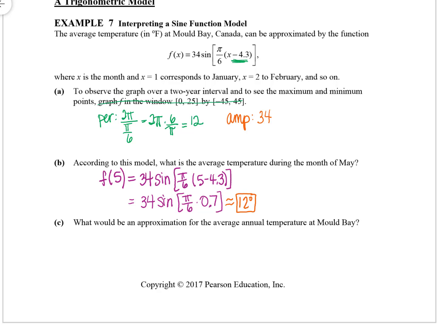And part C, what would be the approximation for the average annual temperature at Mould Bay? If we think of the graph, how the middle is the x-axis, and that represents 0 degrees, so the average annual temperature would be 0 degrees. Goes above and below that, but that would be the middle of the graph.